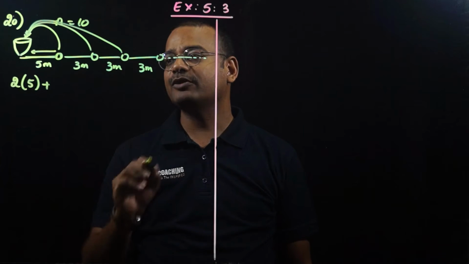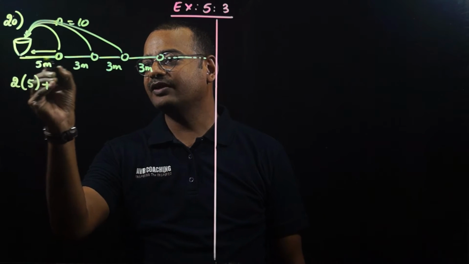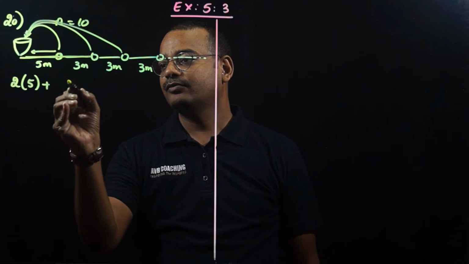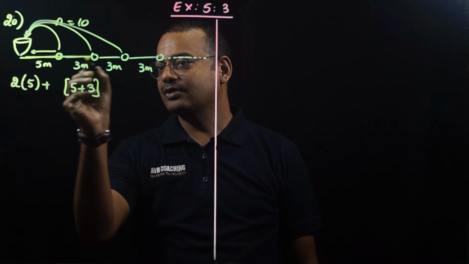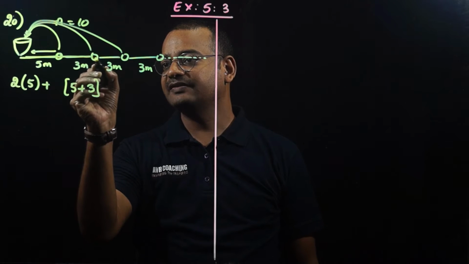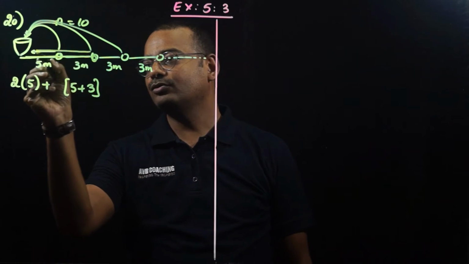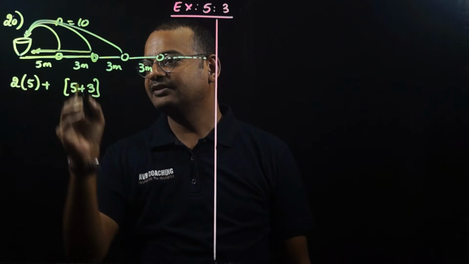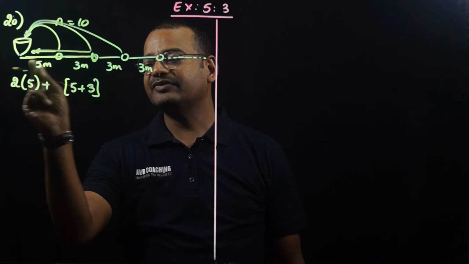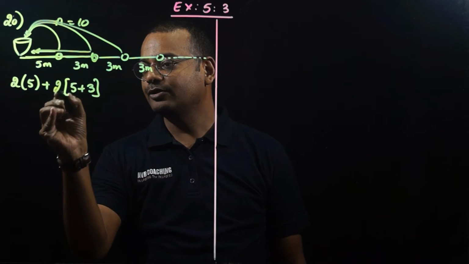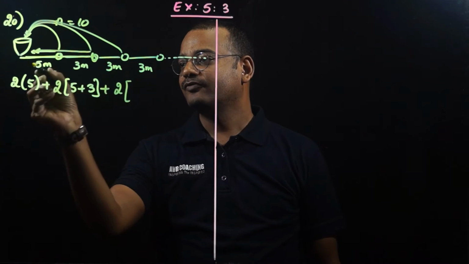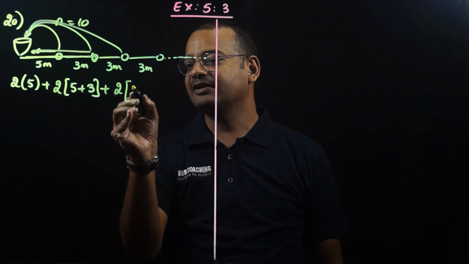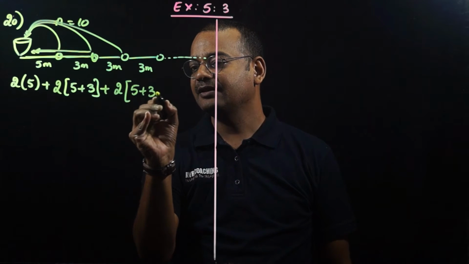Now for the second potato, he has to come all the way around. Now 5 plus 3, he has to come till here. He has to pick the second potato, again travel to the bucket, drop it there. So totally how many times is he traveling? 5 plus 3, again 2 times. Similar way for the third potato, 5 meters, 3 meters, 3 meters, 5 plus 3 plus 3.